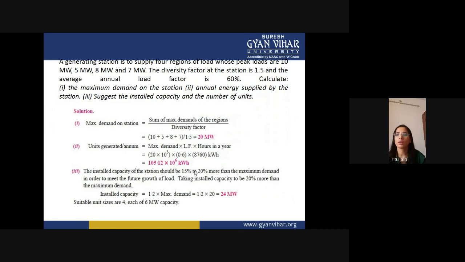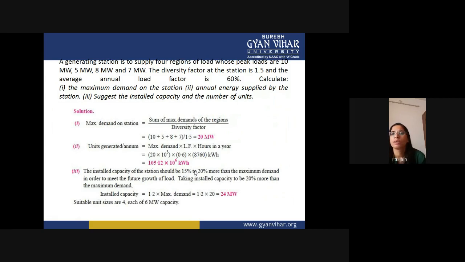Now, the next question: a generating station is to supply four regions whose peak loads are 10 megawatt, 5 megawatt, 8 megawatt, and 7 megawatt. The diversity factor at the station is 1.5, which is given, and the average annual load factor is also given, which is 60%. Now you have to calculate the maximum demand of the station, the annual energy supplied by the station, and suggest the installed capacity and the number of units.